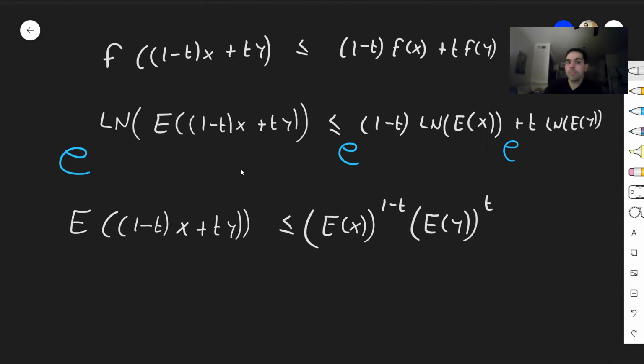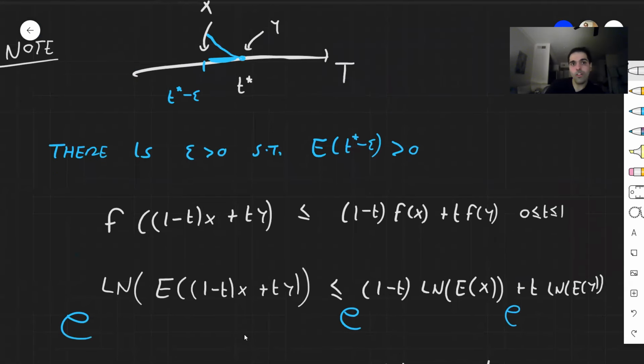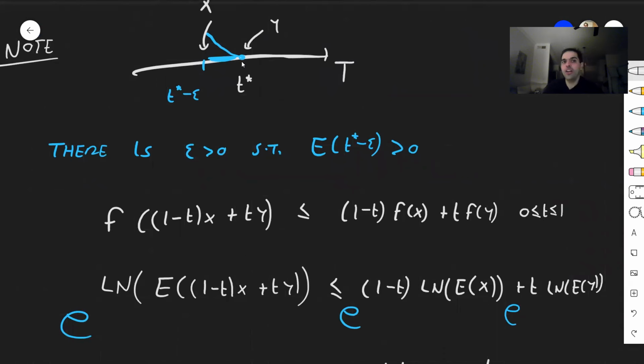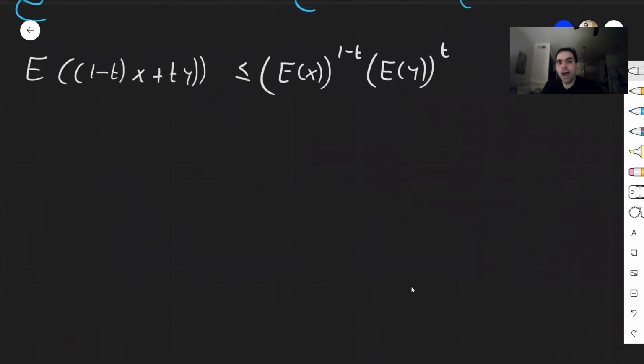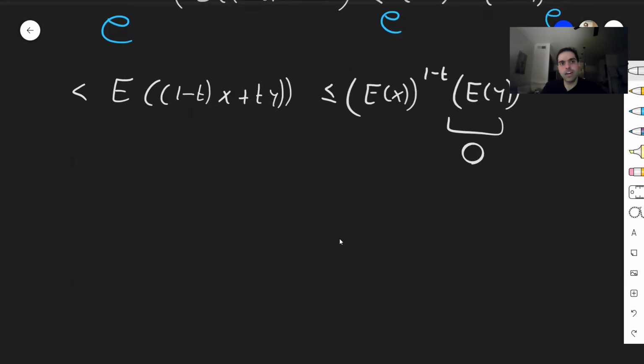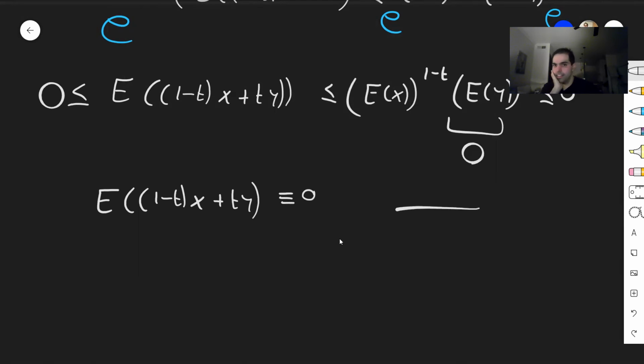But now remember, what do we know? Well, y is t star. And by definition, we know e at t star is 0. So in particular, e of y is actually 0. And so basically this energy, which I like to remind you was positive, is actually less than or equal to 0. So e of (1 minus t)x plus ty is identically equal to 0. And so basically, between x and y, we know that in that segment, e is identically equal to 0.